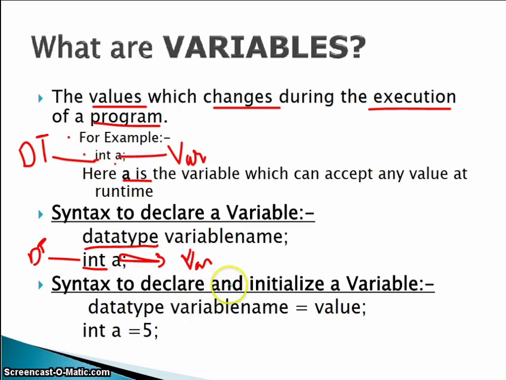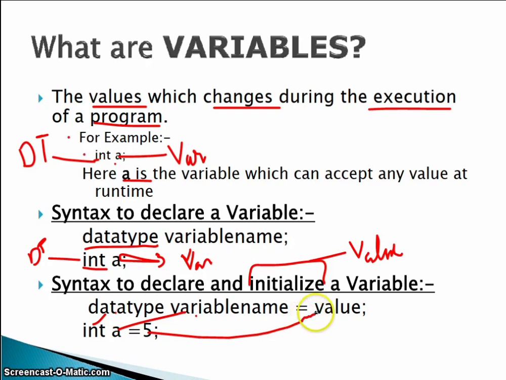Now the syntax to declare and initialize the variable. Initialize means giving a value. Data type, variable name is equal to value, and then semicolon. Data type is int, a is the variable name and 5 is the value. Int a equal to 5. This is the method to declare variables.